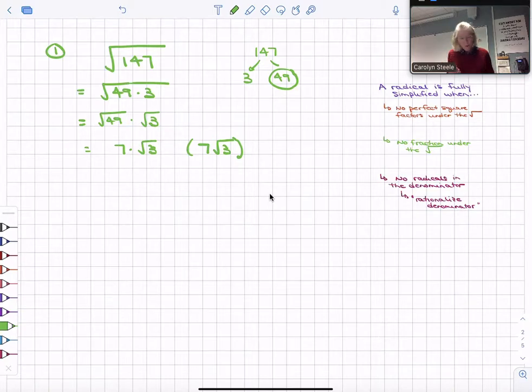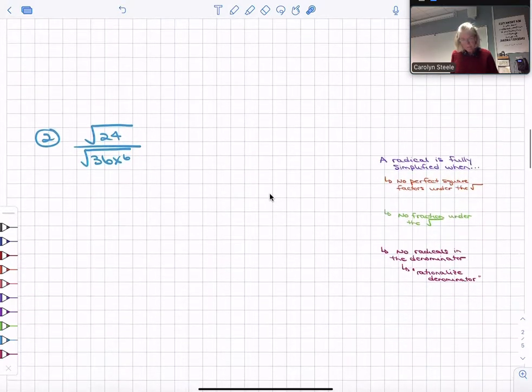Take a moment and visualize what this means. If I have a square with an area of 147, I can partition it into 49 little squares, each with an area of 3. And then if I'm thinking of the side length of the square, there'll be 7 squares down that side, each with a side length of the square root of 3. So think about that visual. Let's go to the next one.